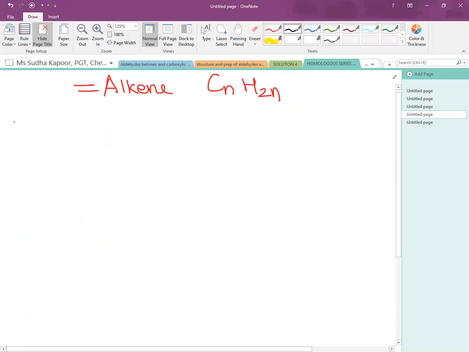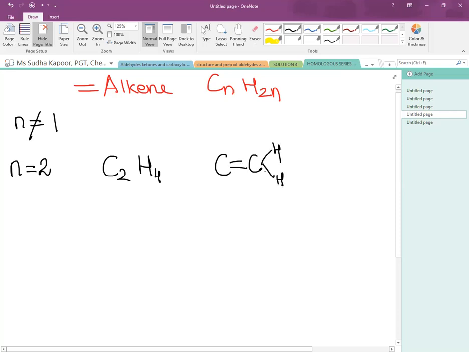So we will start the series not with 1, because it is not possible that a single carbon is having a double bond with hydrogen. So we can start the series from n is equal to 2. If n is equal to 2, the formula becomes C2H4, just double the number of hydrogens. So carbon and carbon are shown with the help of a double bond, and two hydrogens are placed on each of the carbons.